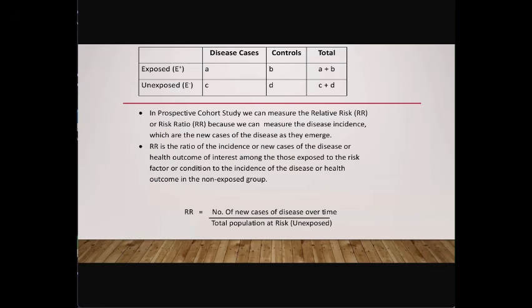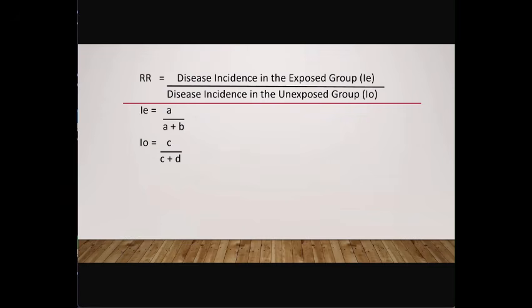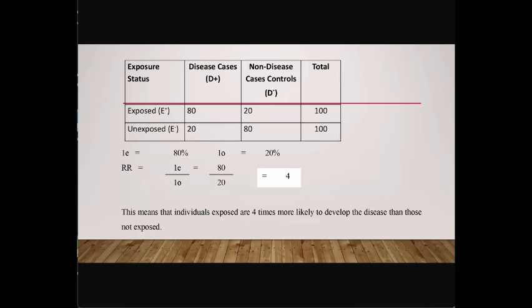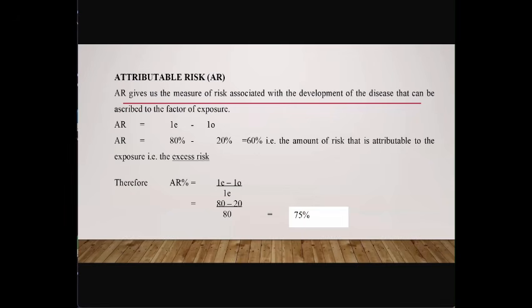Okay, so when you have done that, this is exactly everything I explained. I'm sure you have written them, you have seen them in the note. That's why I give you in advance. Disease incidence in the exposed group over the disease incidence in unexposed group, right? That's it. So in this example, our relative risk is 4. So we say that individuals that are exposed are 4 times more likely to develop the disease than those not exposed, right?